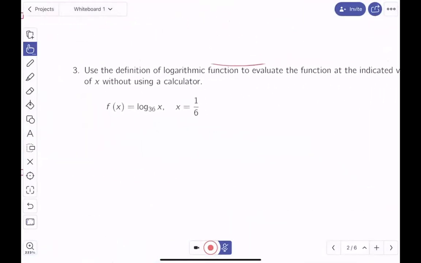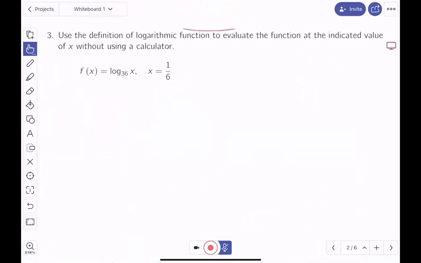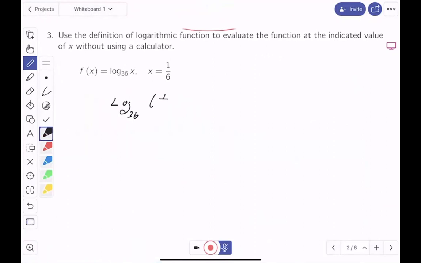And I'm going to just see if I can understand what they've said. All right. So number 3, what does it say? Use the definition of logarithms to evaluate the function at the indicated value. So I'm going to write this down for you. So it's going to be log base 36, and x is going to be 1/6. Now I'm going to claim I don't know what this is, but now they're saying it's equal to f of x. I'm just going to simply say f of x is some number.